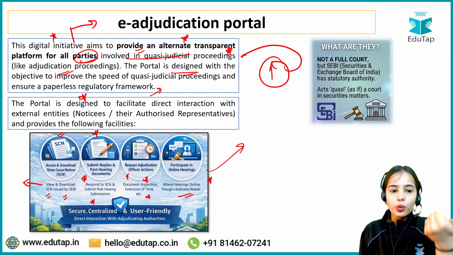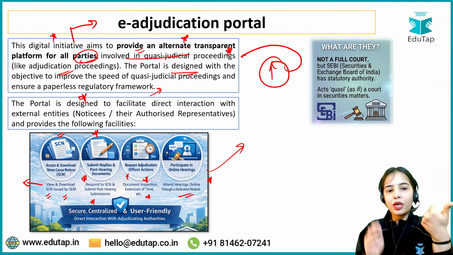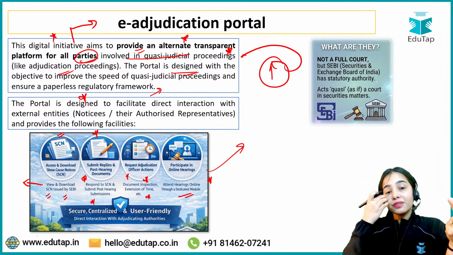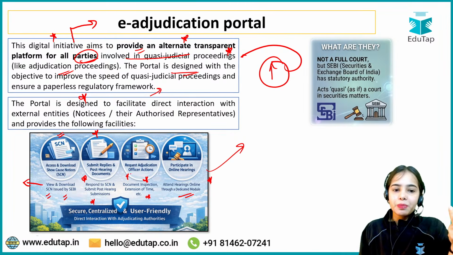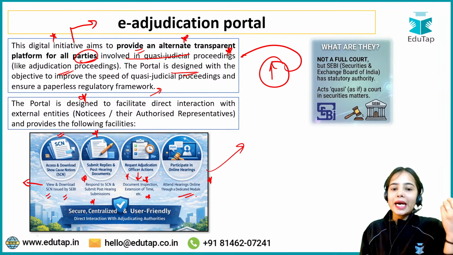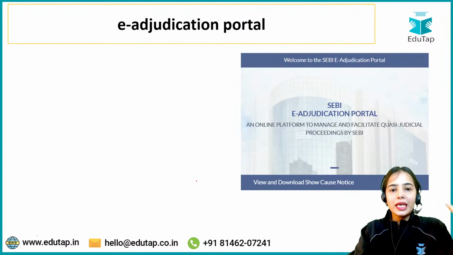So view and download the show cause notice issued by the SEBI on this portal, respond to the show cause notice, submit the post hearing submissions that you have to submit, as well as the document inspection or any request to the adjudication officer can be made through this portal only. Attend the hearings online through this portal. That is the whole idea.